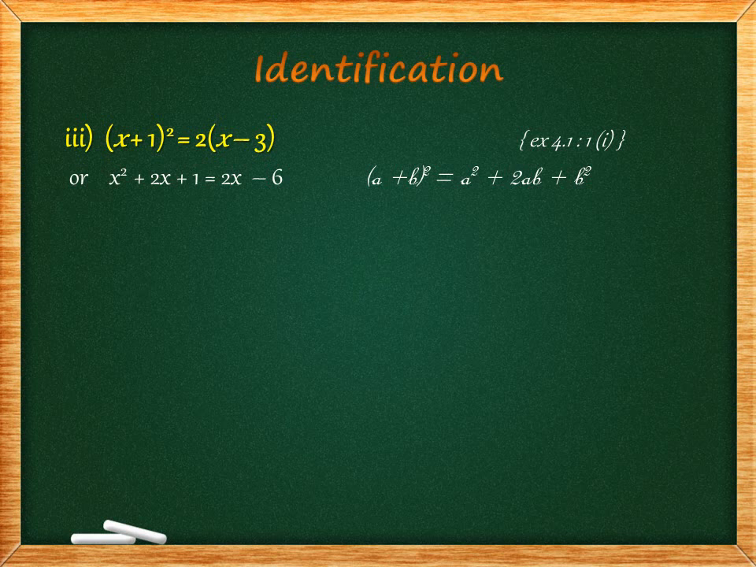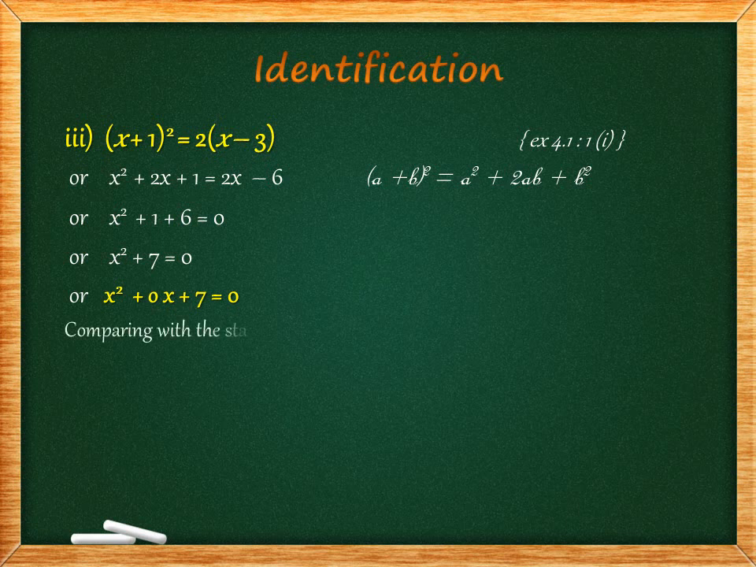Now as you can see, 2x is on both sides. We will have x square plus 1 plus 6 is equal to 0 after transposing minus 6 from the right hand side to the left hand side. Or this equation can take the form x square plus 7 is equal to 0. Now as we are not having a term of x in this equation, we can write it as x square plus 0 into x plus 7 is equal to 0.